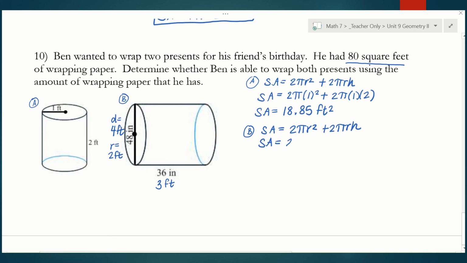Okay, so 2 times pi times, okay, we found the radius to be 2, so 2 squared, plus 2 times pi times 2 again for the radius, and then 3 for the height. Okay, so type all that in using your pi key. And again, let's round it to the nearest hundredth. Okay, so I'm getting 62.83 feet squared.